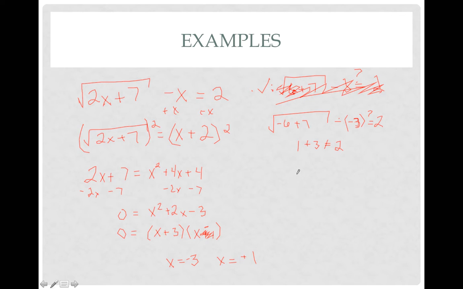So now I have to check the solution for 1. If I check the solution for 1, I would get the square root of 2 plus 7 minus 1. Well, 2 plus 7 is 9. Square root of 9 is 3. Minus 1 is 2. So therefore, x equals 1 works, and x equals negative 3 does not.